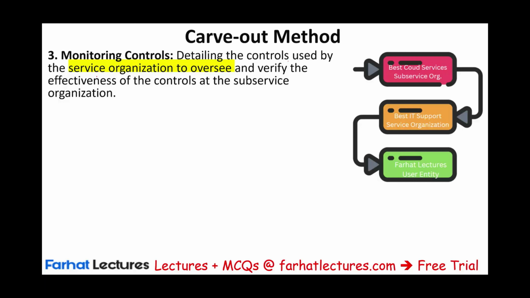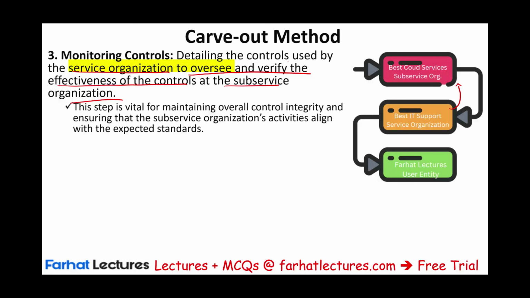Detailing the controls used by the service organization to oversee and verify the effectiveness of the controls at the subservice organization. We're not only going to tell you what they are and identify them, we're going to tell you we're going to monitor, but they're not part of the audit scope. This is the point I'm trying to make. This step is vital for maintaining overall control integrity and ensuring that the subservice organization's activities align with the expected standard. So we do rely on the monitoring. That's all we're going to say.